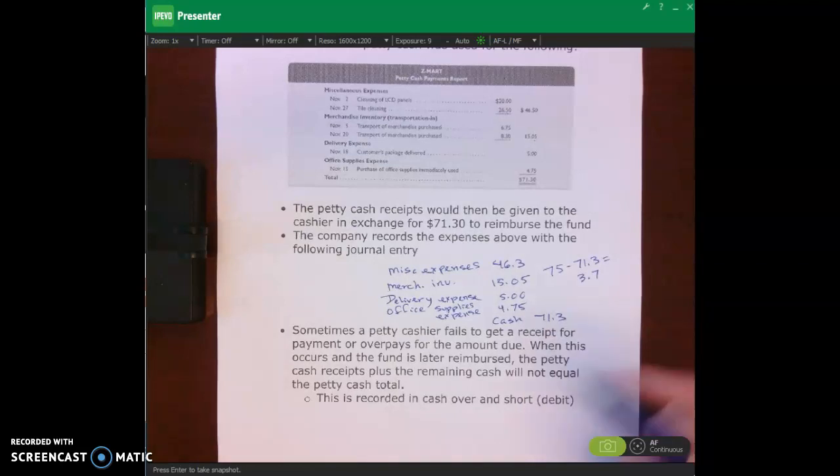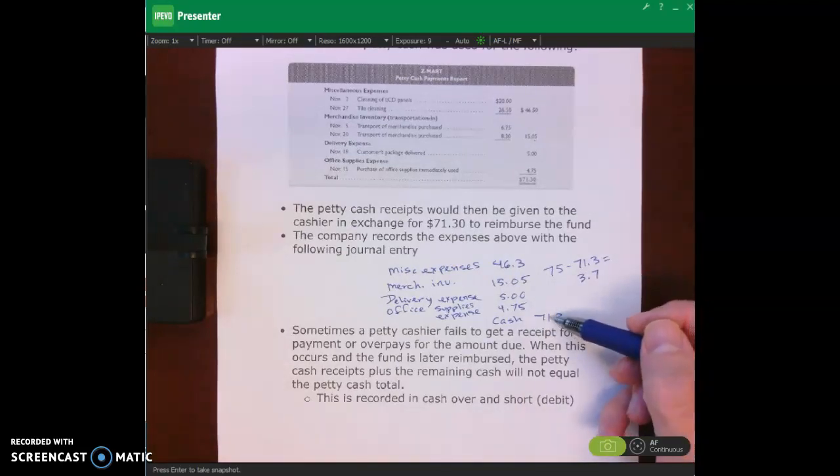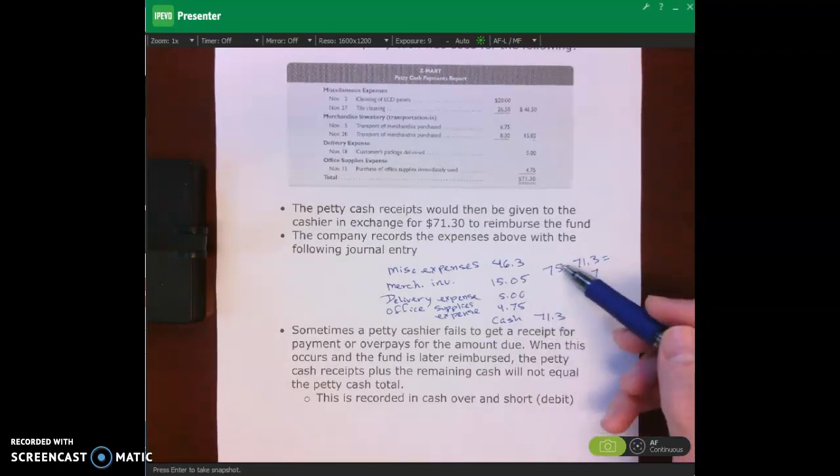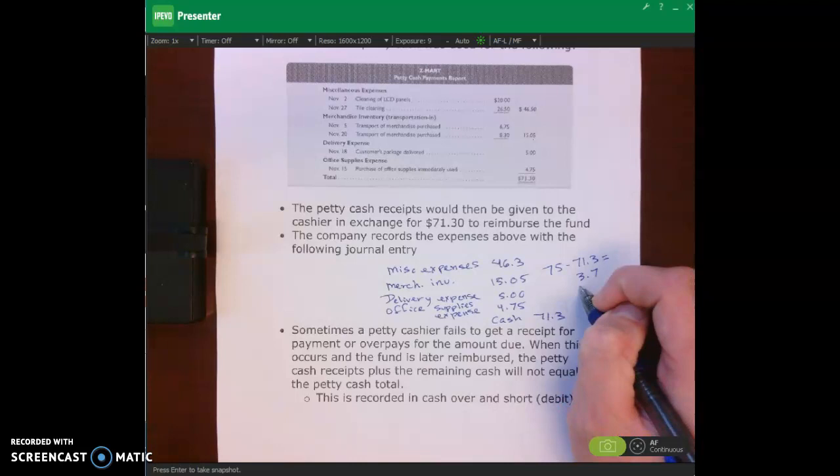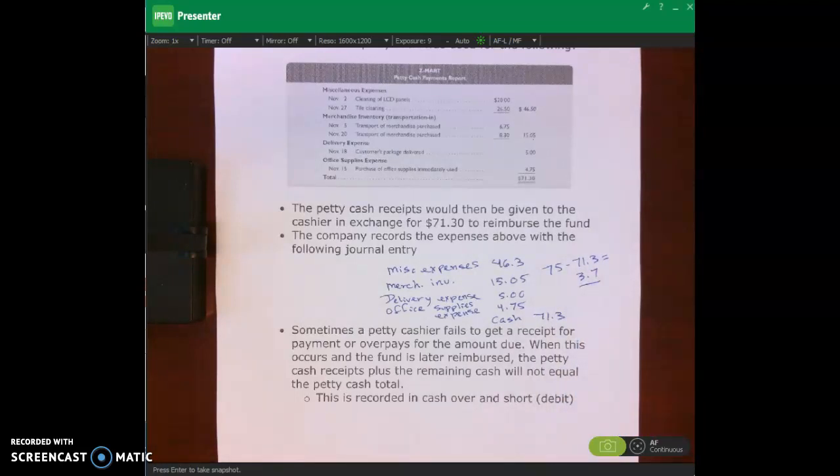Okay, so we add up all these receipts, we get $71.30, right? But then remember, we established our petty cash fund for $75, and then we have our receipts for $71.30. That means we should have $3.70 left over in our petty cash box. But let's say that we only have $2. Somebody made a mistake. And so in that situation, that would be recorded in our cash over and short.